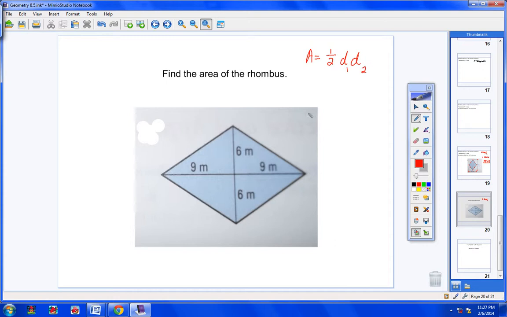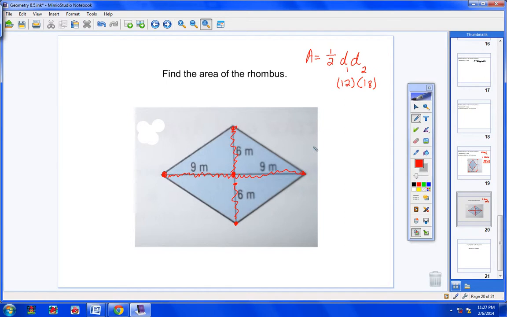First of all, if from here to here is 6, and then from here to here is 6, I know the length of one whole diagonal is 12. And then if from here to here is 9, and from here all the way over to here is 9, then 9 plus 9 is 18. The other diagonal must have a measurement of 18.